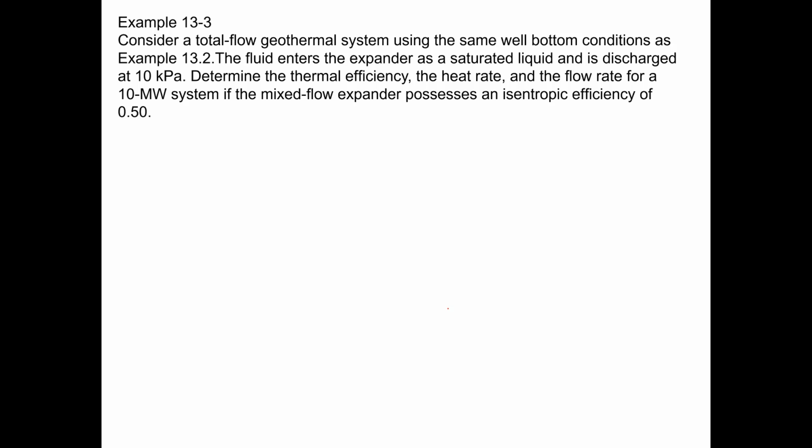The example problem reads: consider a total flow geothermal system using the same well bottom conditions as example 13.2. The fluid enters the expander as a saturated liquid and is discharged at 10 kilopascals. Determine the thermal efficiency, the heat rate, and the flow rate for a 10 megawatt system if the mixed flow expander possesses an isentropic efficiency of 50%. So we're saying assume a saturated liquid.